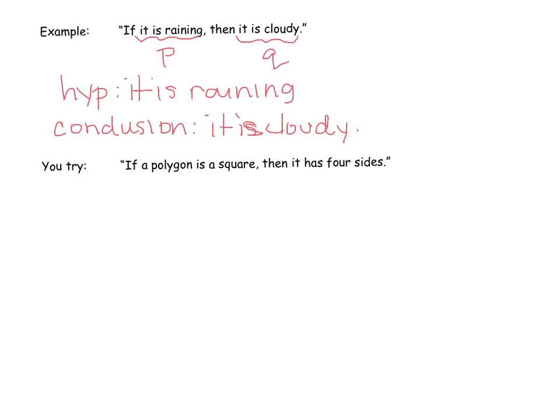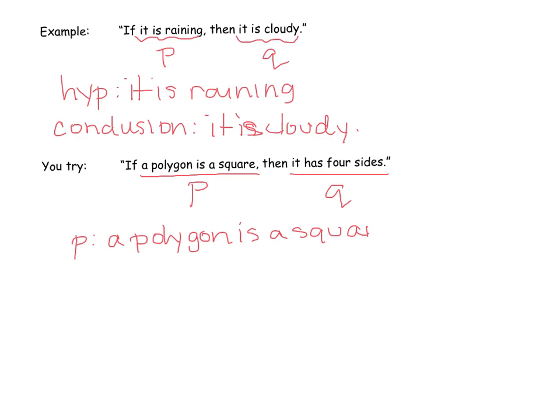Okay, well, I guess you've restarted, so let's see how you did. Well, after the word if, you see polygon is a square, so that is our hypothesis. And after then, it has 4 sides, so that is our conclusion. And just to make sure that our reader knows exactly what we're saying, I'm going to say the hypothesis is a polygon is a square, but just to clarify for the reader what the conclusion is, I'm going to say that our conclusion is the polygon has 4 sides, just to clarify what I mean by it.